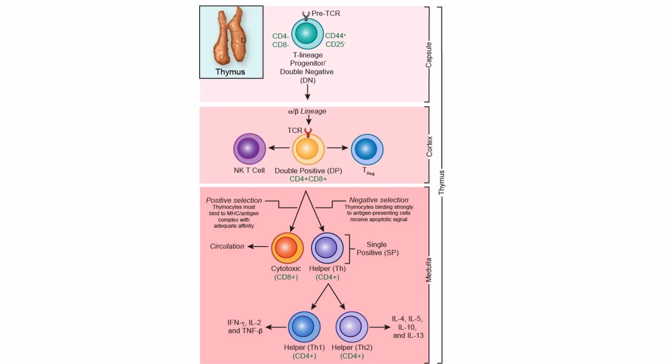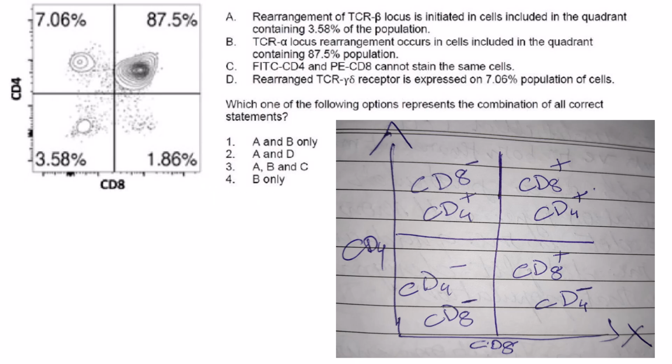And these gamma delta T cell receptor T cells, they exit the thymus and they develop and mature elsewhere. So now come to the question. Before coming to the question, I will tell you how to read the flow cytometer data.